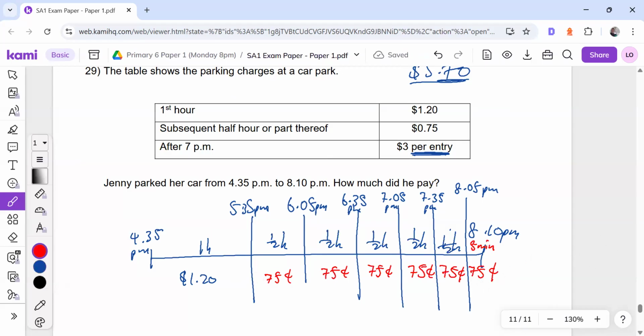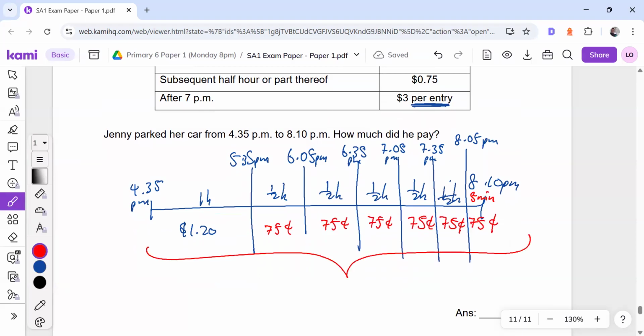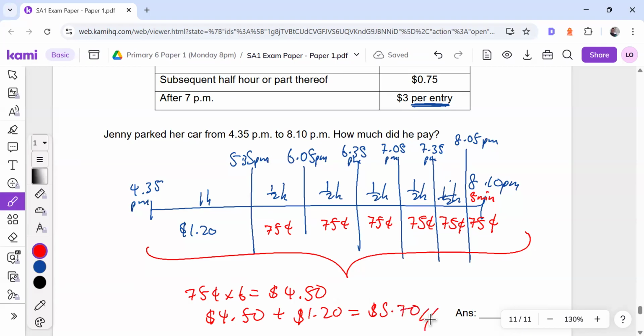All right, then what do you do? Then you add them all together. So 75 cents times 6 will be how much? You get $4.50. And then after that, you need to add $1.20. And that's how you get $5.70. Okay. And when you write like that, it also helps you to check whether there is a mistake or not. Right? Okay. Next one.